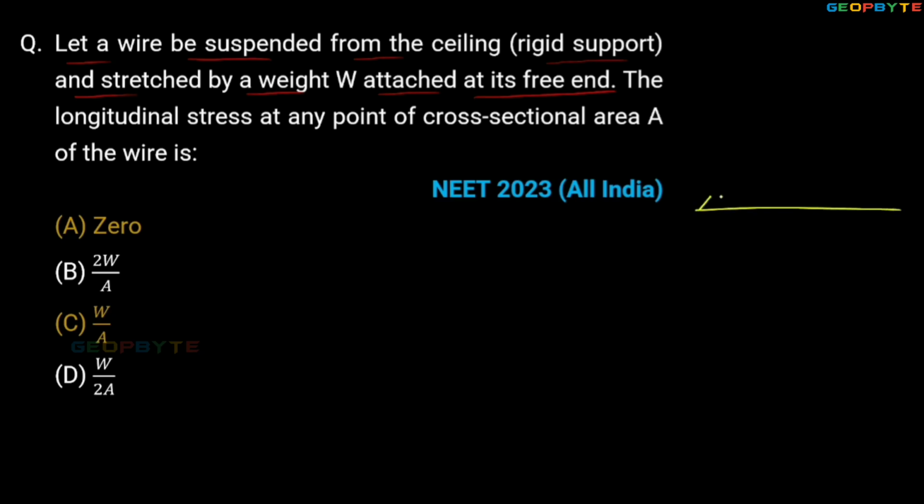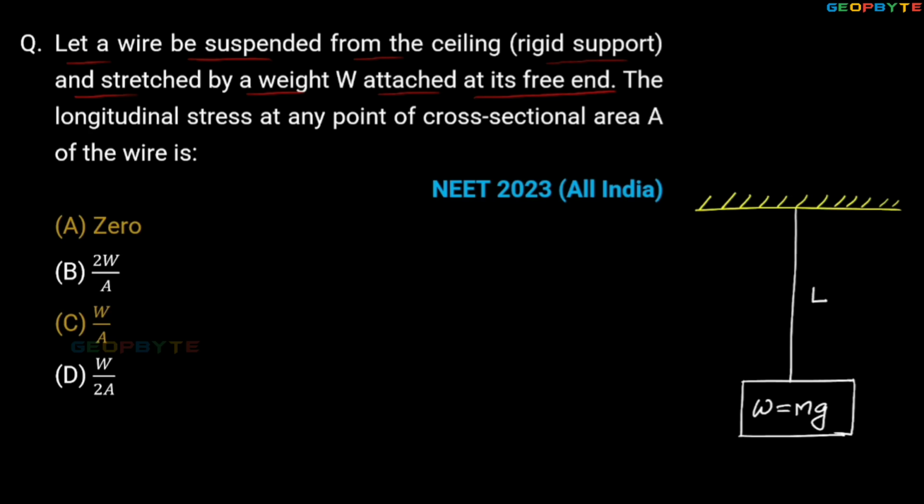This is the rigid support. You can also call it the ceiling. A wire is attached like this. At the downside of the wire, some weight is kept. W is equal to mg, where m is the mass of the weight. Assume L to be the length of the wire and the area of cross section to be A.